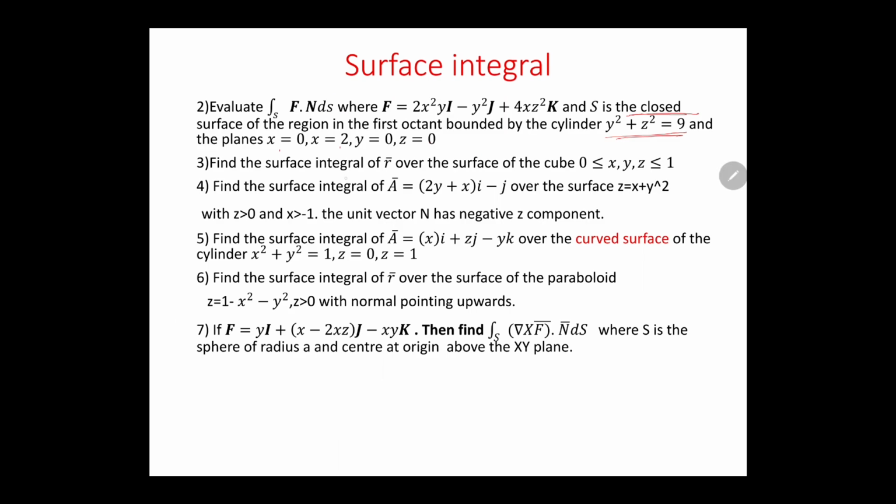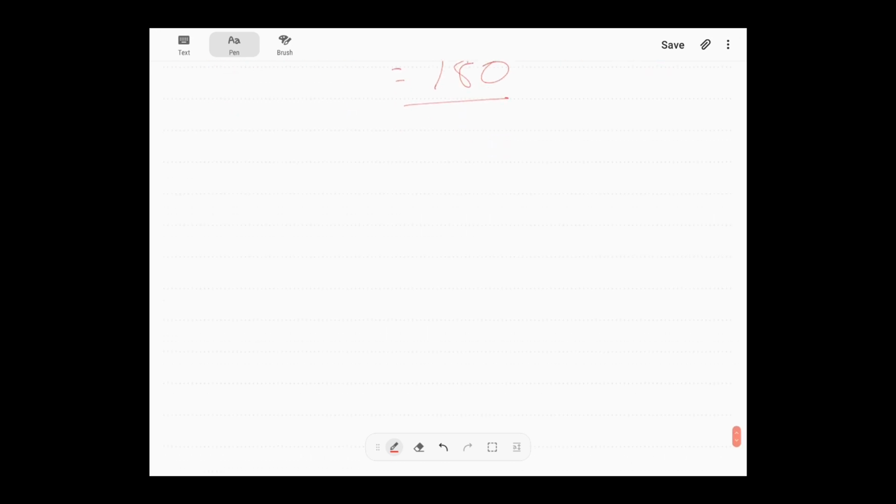Next, the next problem is find the surface integral of r bar. R bar always we know it is xi bar plus yj bar plus zk bar over the surface of the cube. x lies between 0 and 1, y also lies between 0 and 1, z also lies between 0 and 1. It is a cube. So as I did, this also contains so many surfaces. So what is your f bar here? F bar is r bar, that is xi bar plus yj bar plus zk bar.